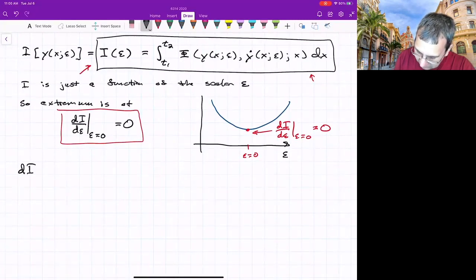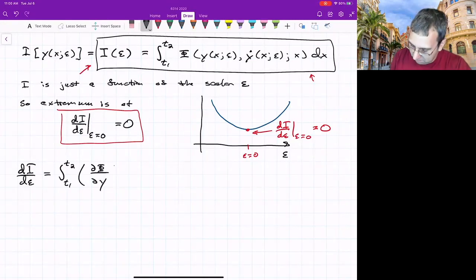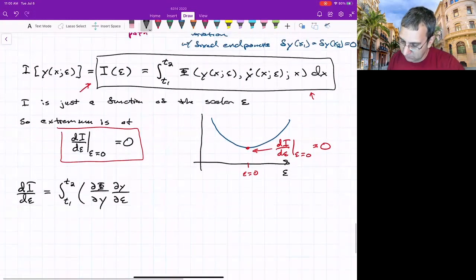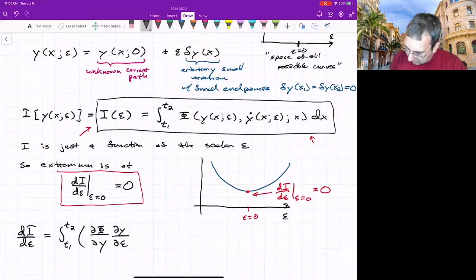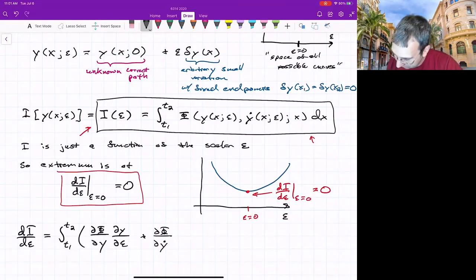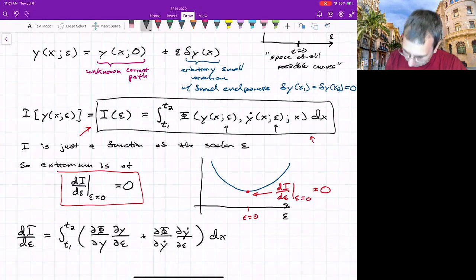So let's just power through this. So dI/d epsilon, where I is up there, integrate under the integral sign. We get partial phi, partial y, partial y, partial epsilon. I should probably leave some things there. Plus partial phi, partial y dot. So y dot gets treated as a separate variable for the purposes of this integral, because it also depends on epsilon. There's an epsilon there. Partial y dot, partial epsilon. And x does not depend on epsilon, so we don't have to take any partial with respect to that. dx.